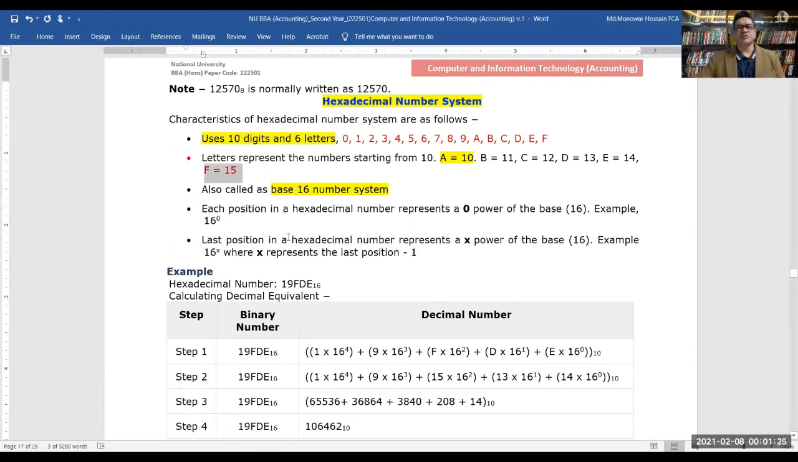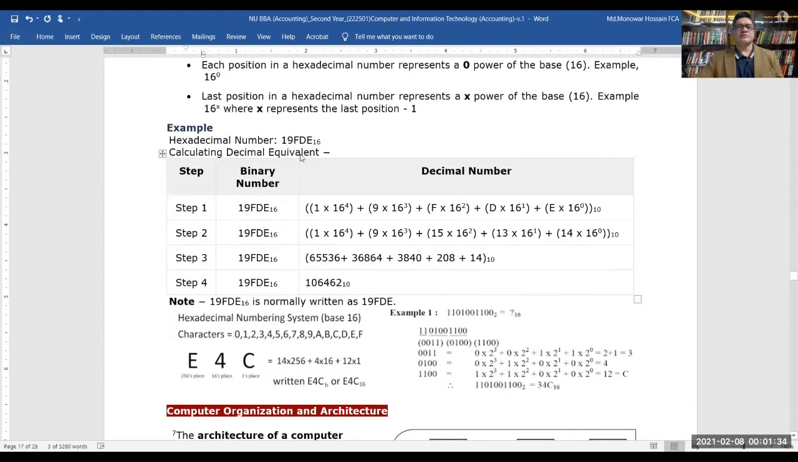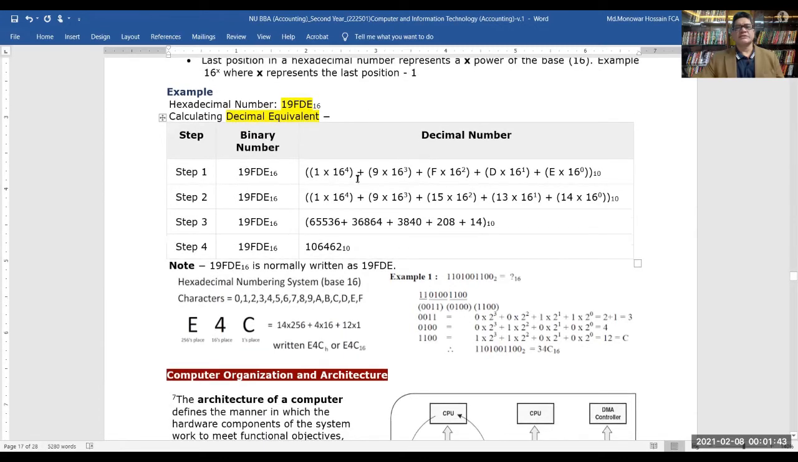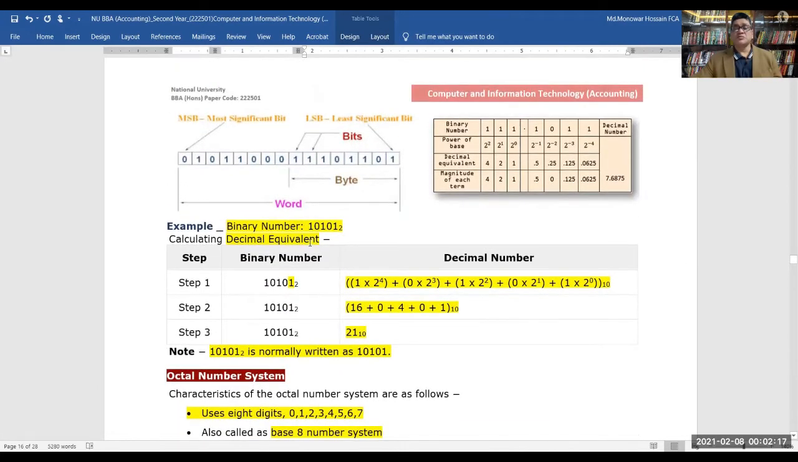So each position in a hexadecimal number represents a power of the base 16. Here, 19FDE, the hexadecimal number, if we convert it to a decimal number, then we'll get this figure, the same as we did previously. Total, this is the decimal equivalent number. So it is easier. We can calculate binary to octal, octal to binary, hexa to binary, hexa to decimal, etc.